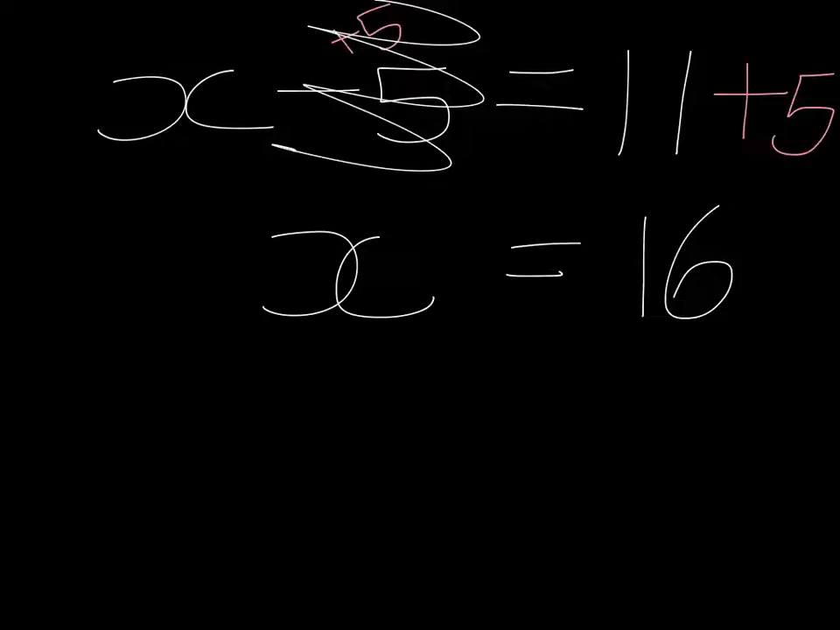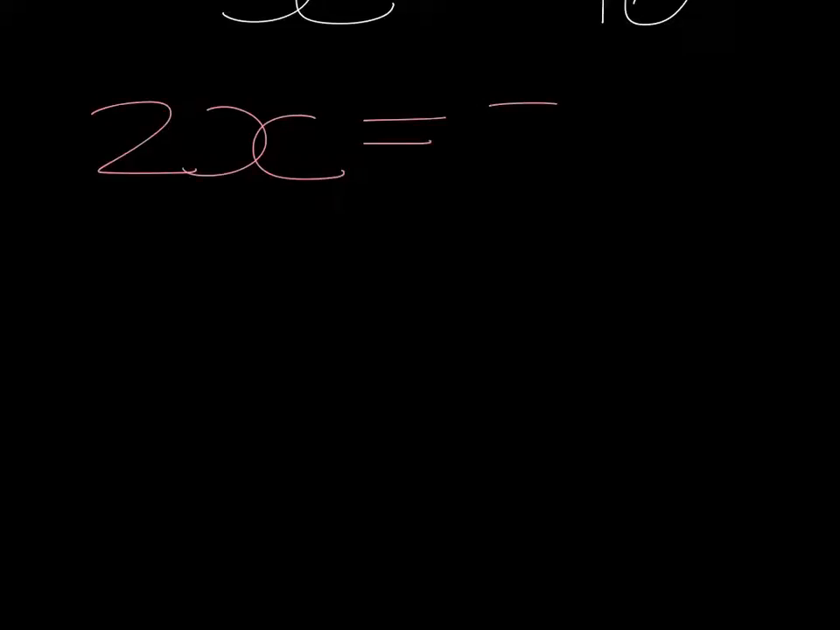Let's do a slightly more complicated one. Let's look at 2x is equal to negative 16. What's going on here with the 2? Is it being added? Is it being subtracted? Is it being multiplied or divided? It's being multiplied, because they're really close. So we have to do the opposite in order to get rid of it.